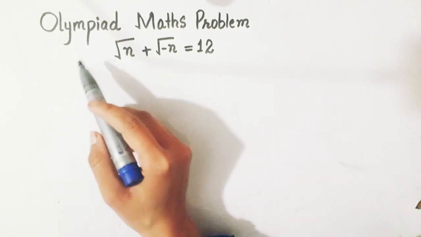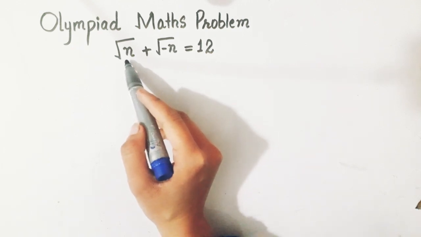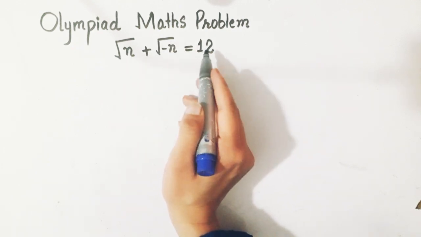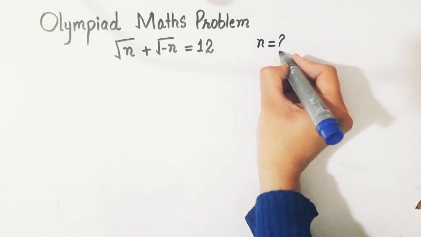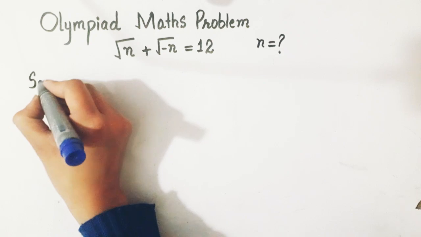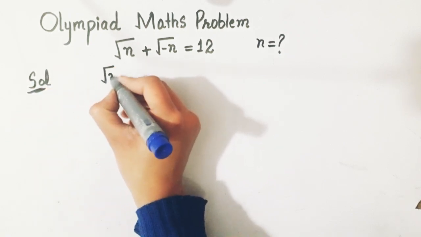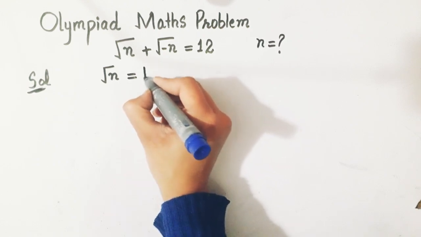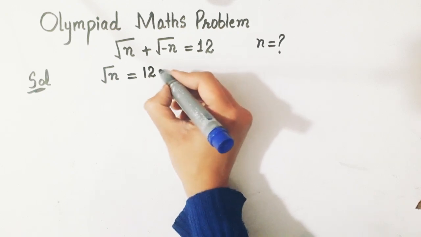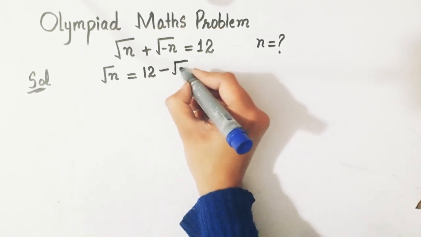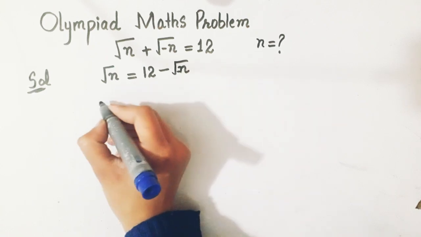In today's video we will solve a very interesting Olympiad math problem, that is root n plus root minus n equals 12. You have to find the value of n. So we will solve this as, first of all, consider the value of root n equals 12. This is plus, so when it goes to the right hand side it will be minus. So 12 minus root n, 12 minus root minus n.